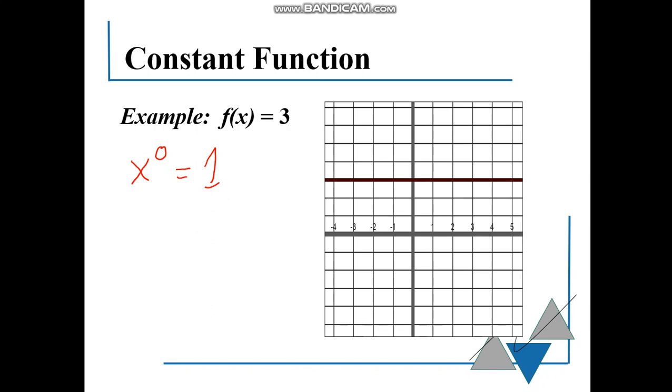Excuse my really bad handwriting. So if we have 3 x to the 0, that's just equal to 3. So even though we don't write that on there because it's kind of silly, we could write it like that if we want.